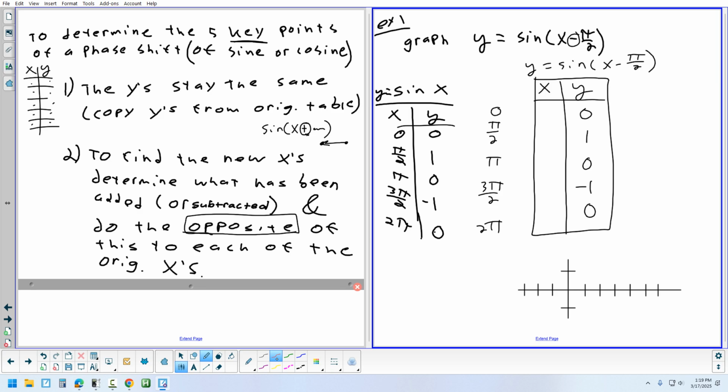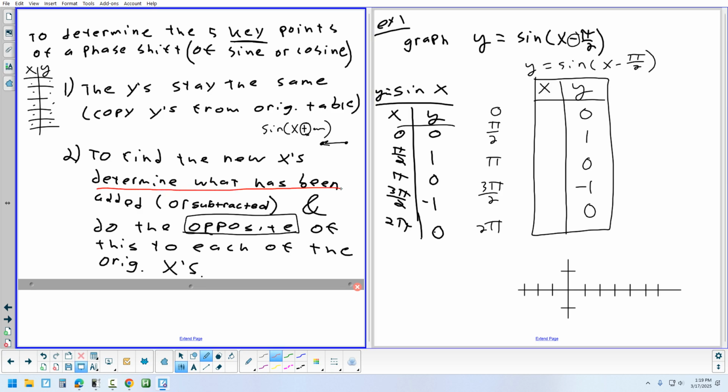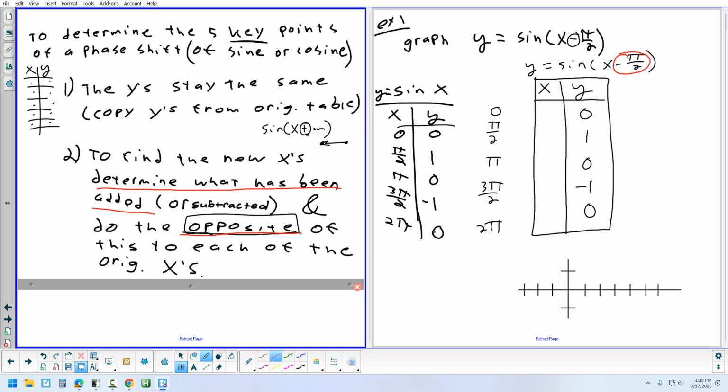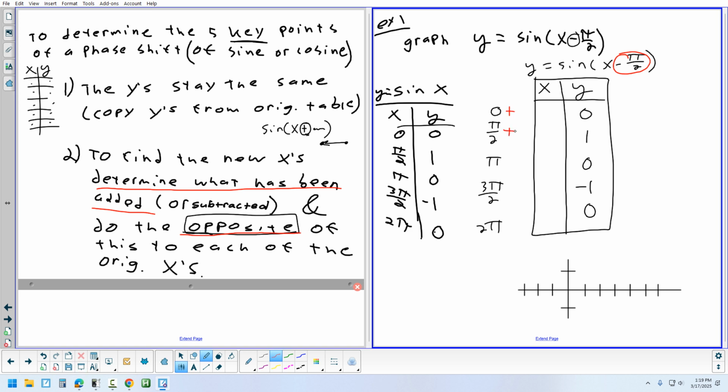So it says, determine what has been added or subtracted. Let's look at this. We have subtracted pi over 2, and now it says to do the opposite, so you have to add. How much are we going to add? We're going to add pi over 2. You always do the opposite of what you see right here. That's a minus pi over 2, so do a plus pi over 2.